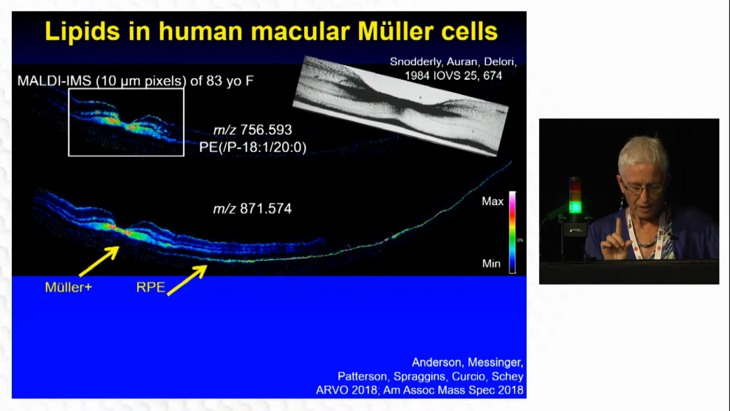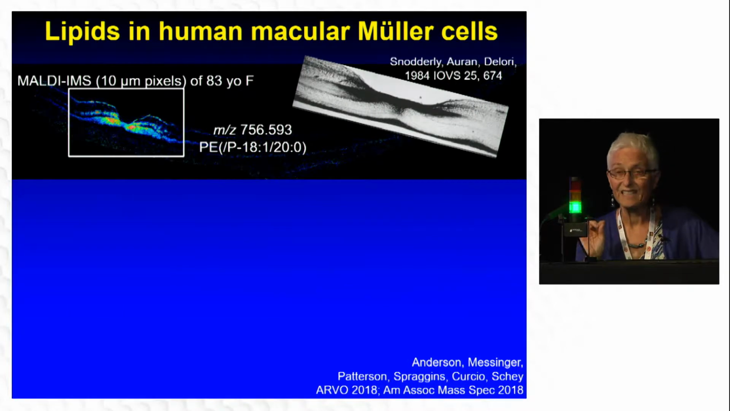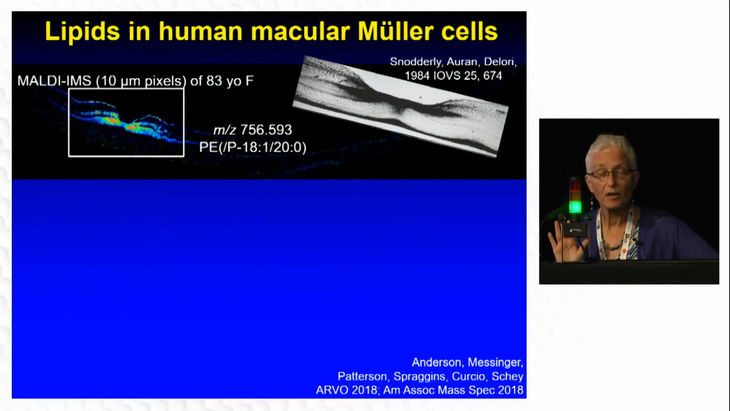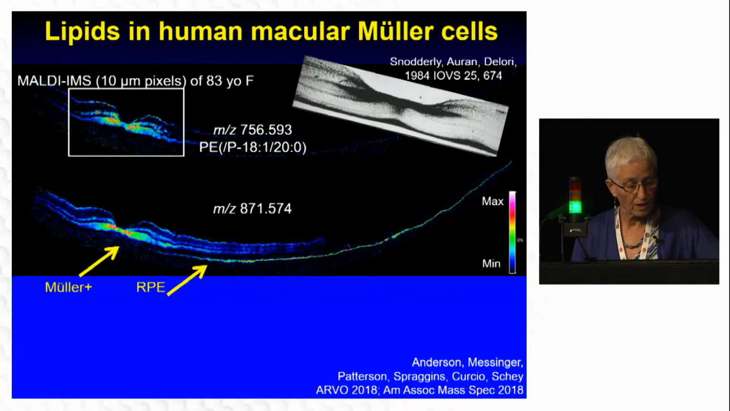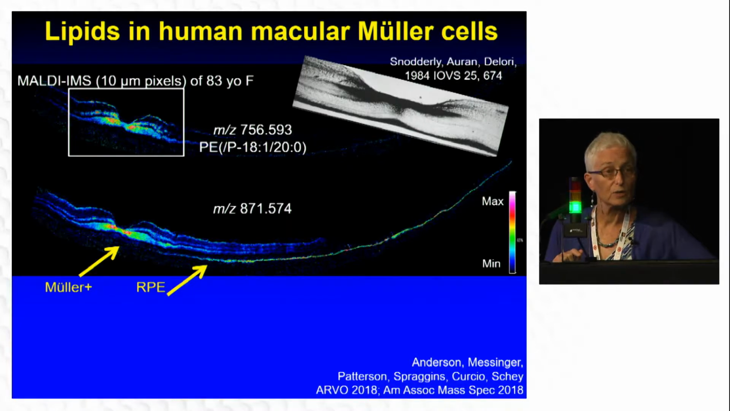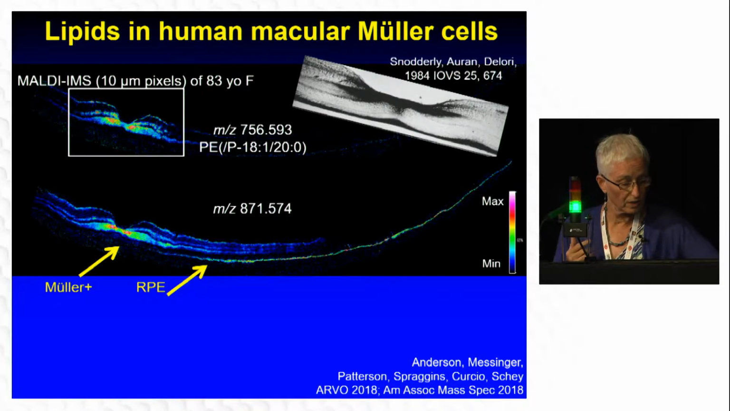Let me just back up and say that this particular signal may or may not have something to do with the macular pigment, but we do think it has something to do with the Mueller cells. So it's probably in the same cells that are harboring the xanthophylls. This is another mass over charge for which we do not know what the molecule is.